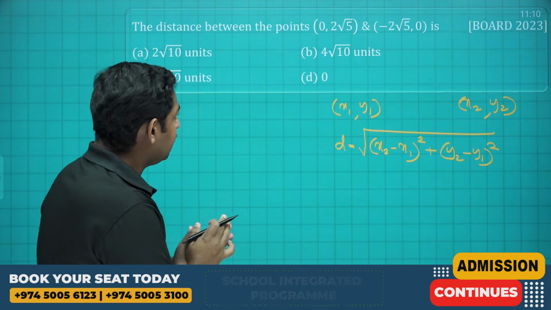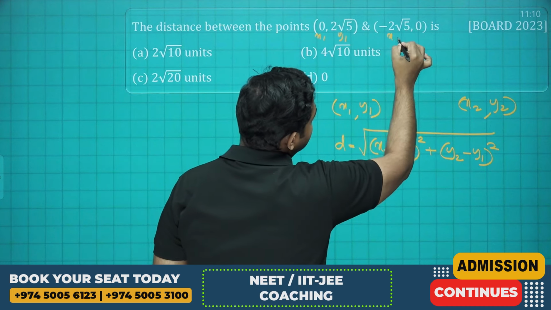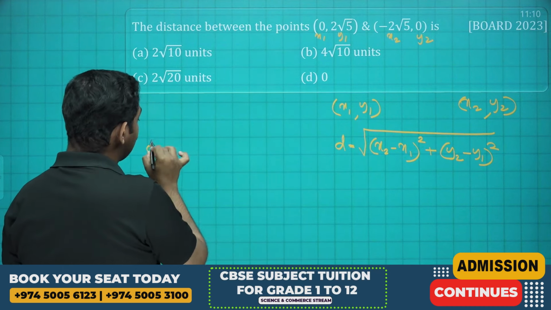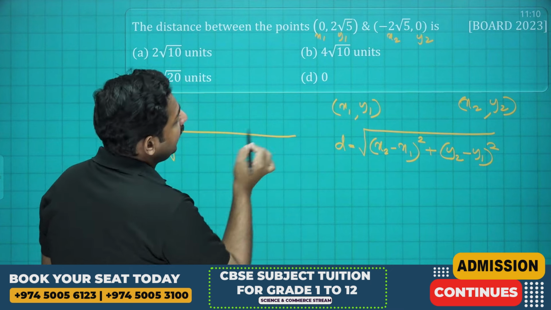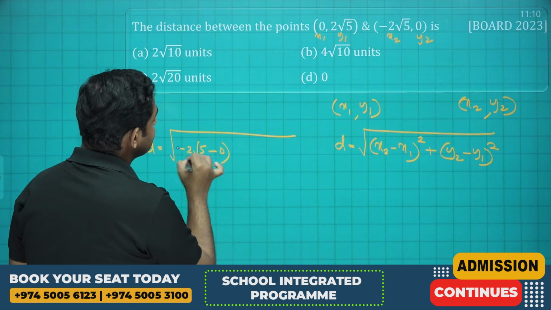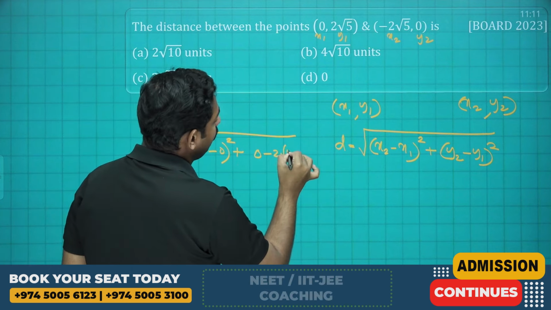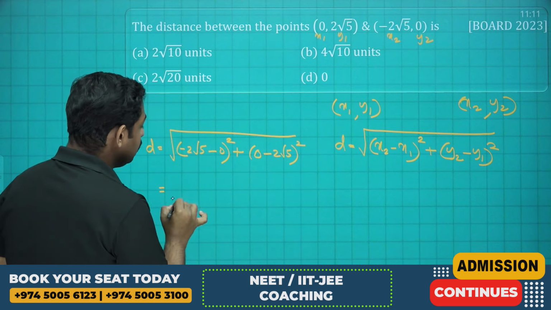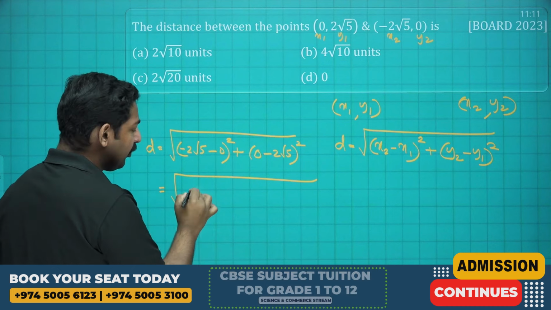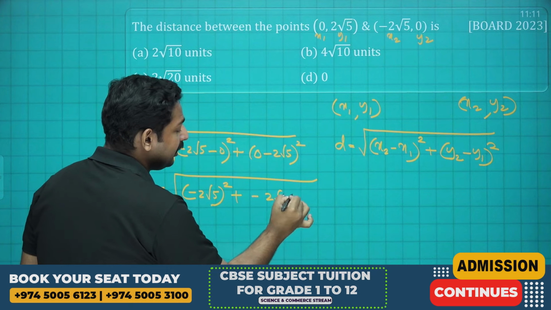Okay, now here 2 points are given. The first can be taken as x1, y1 and the second one as x2, y2. We can apply the formula. So distance d is equal to root of (x2 minus x1)^2 plus (y2 minus y1)^2, that is, root of (minus 2 root 5 minus 0)^2 plus (0 minus 2 root 5)^2. Minus 2 root 5 minus 0 is minus 2 root 5 itself. So (minus 2 root 5)^2 plus (minus 2 root 5)^2.